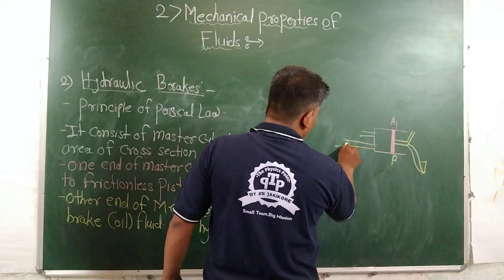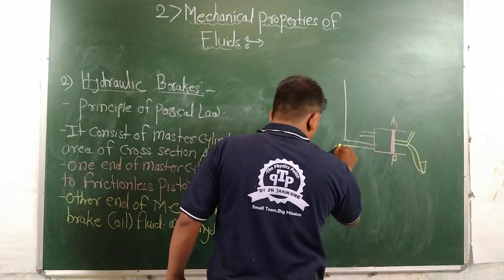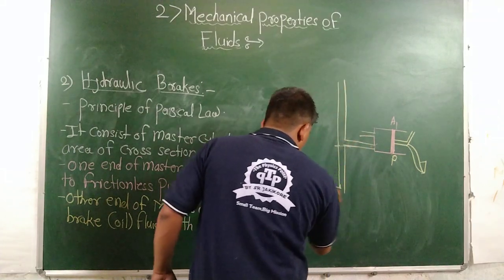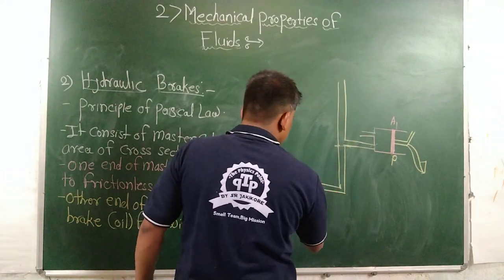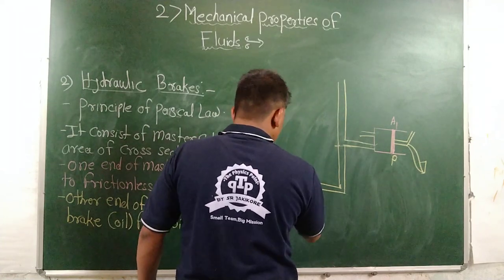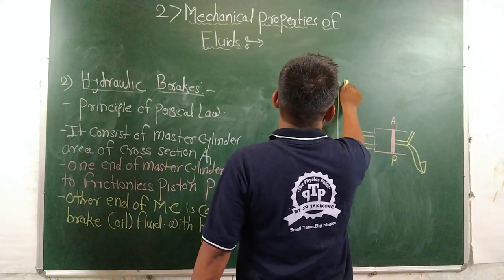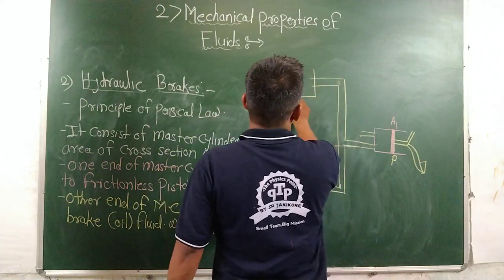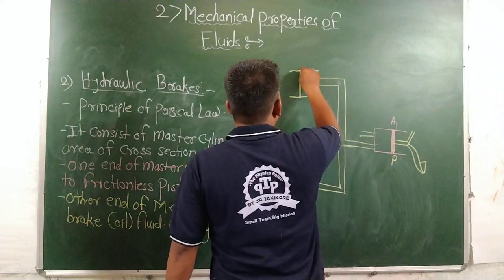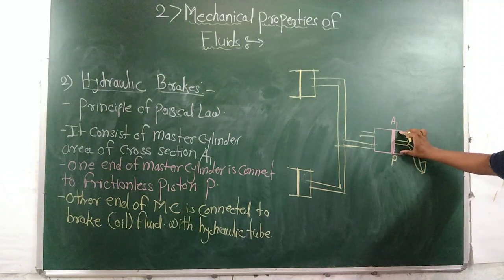Then these hydraulic tubes are also connected to other cylinders, and these cylinders are known as the slave cylinders. The area of cross section of the slave cylinder is more than the area of cross section of the master cylinder.